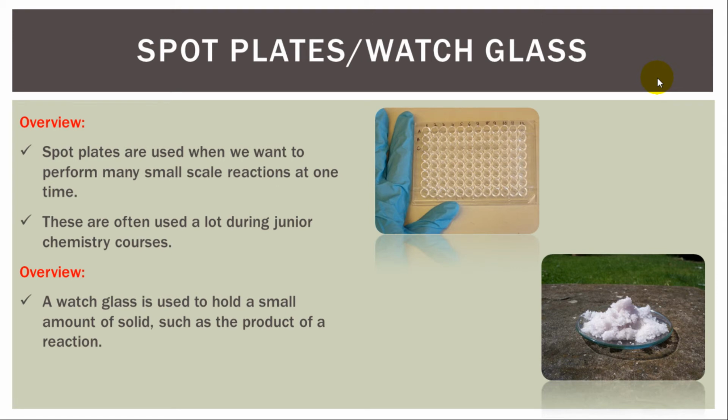Next, we have a spot plate or a watch glass. This is a spot plate, this is a watch glass. Spot plates are used when you want to perform many small scale reactions at one time. These are used a lot in junior chemistry, so if you wanted to just see, oh, will the color change or something, like just a small scale experiment, as you can see, we have a lot of places to perform small scale reactions, and that's basically what this would be used for. And then we have a watch glass right here, which is used to hold small amounts of solids that you'd use in a reaction. So if you wanted to hold some sort of solid.